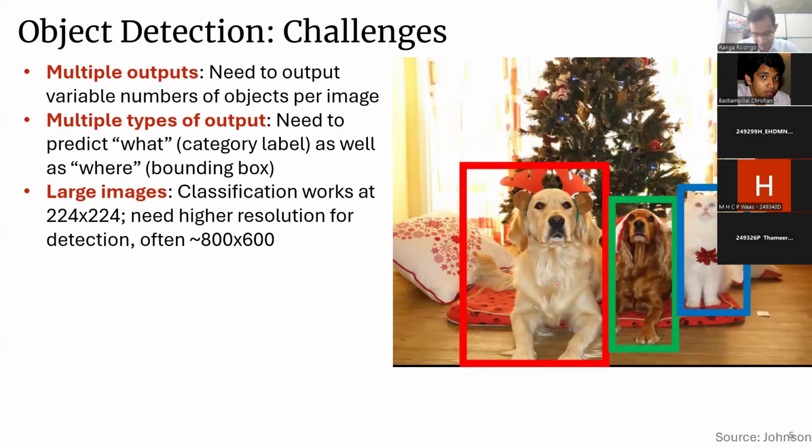Now, this is a problem for neural networks. So now multiple types of output need to predict what category label as well as where the bounding box is. So for large images, classification works at 224 by 224. For object detection, usually maybe perhaps you can use 800 by 600 images. So therefore you can see they are larger in size.